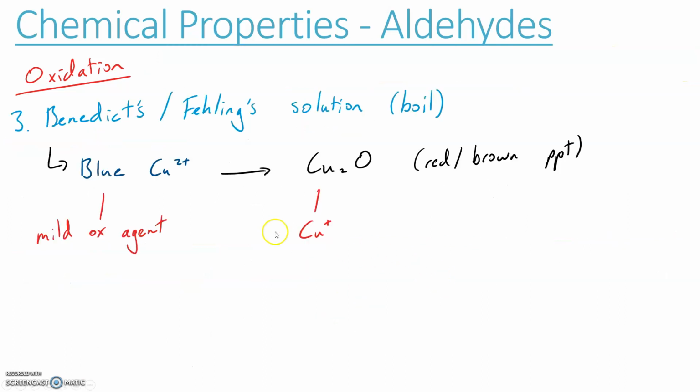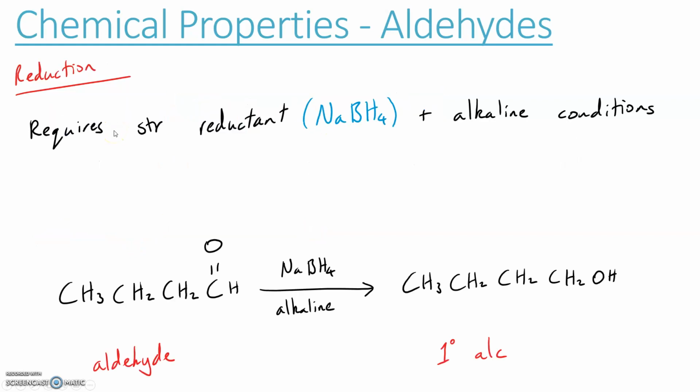Another way is using Benedict's or Fehling's solution, which contains copper ions, which are a mild oxidizing agent, and we have to heat it. So if we react Benedict's or Fehling's solution with an aldehyde and we heat it, the solution will change from blue to a red-brown precipitate forming in the mixture. So that's the color change that we'll see, and we wouldn't see that color change with an alcohol, because again, this is also a weak oxidizing agent.